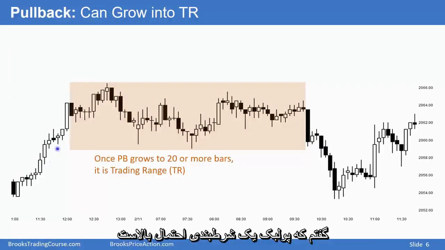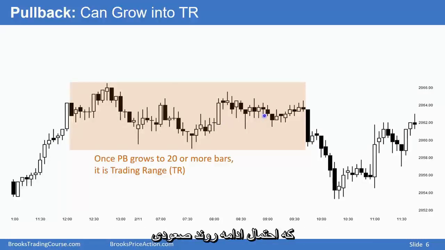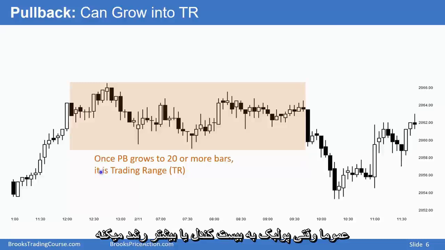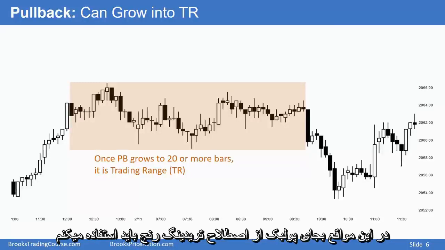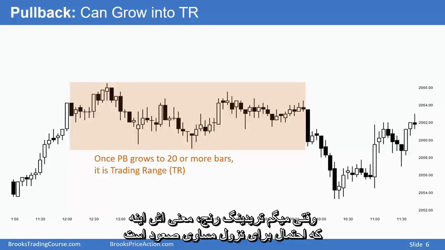Now, I said a pullback is a high probability bet that the trend would resume. However, at some point, the pullback can grow to so many bars that the probability of the trend resuming up is the same as the probability of the trend reversing down. In general, once a pullback grows to 20 or more bars, I start using the term trading range instead of a pullback. And when I say trading range, what I mean is that the probability is about the same now for the bears as it is for the bulls.